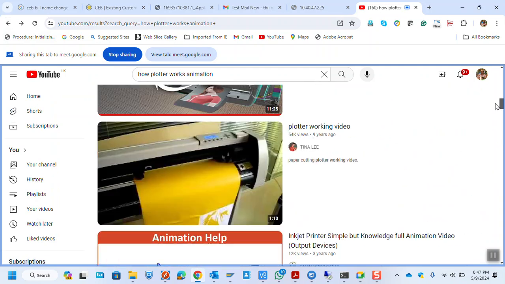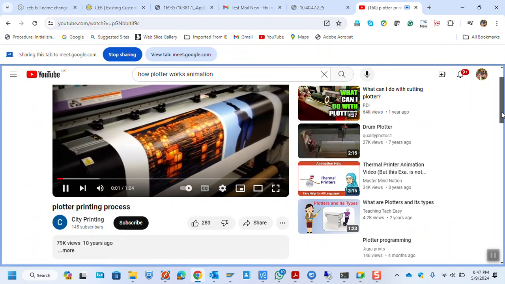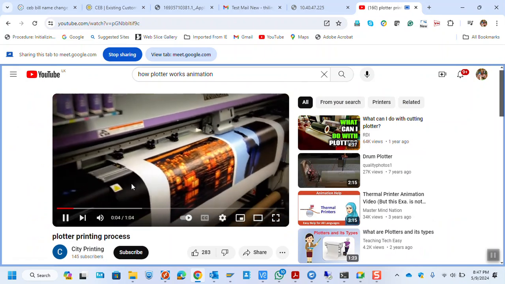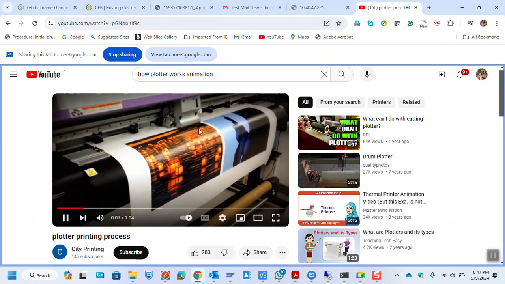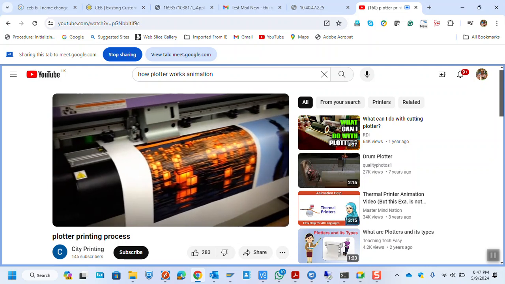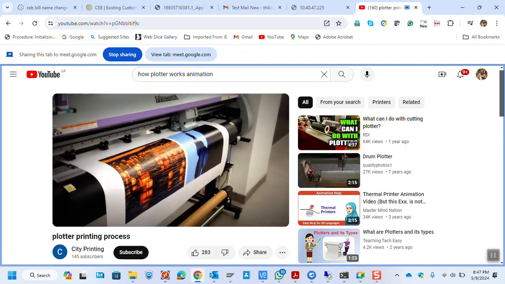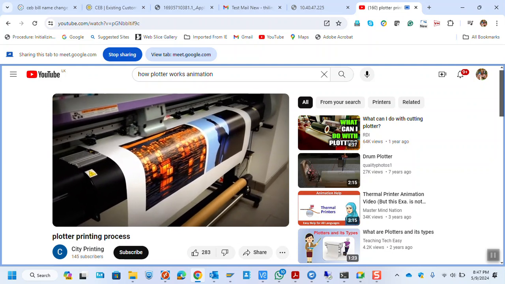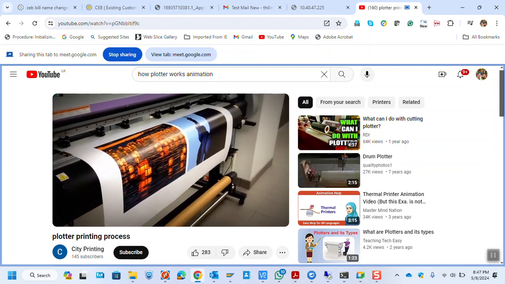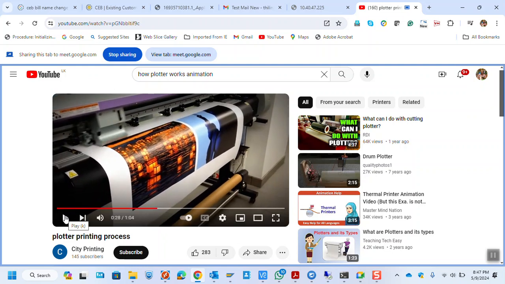right? And see, these are the latest plotters. They use some sort of offset printing mechanisms, right? So here, the paper and the ink head both move. Can you see, it prints only one line, right? Then the paper moves forward, and then the next line prints.